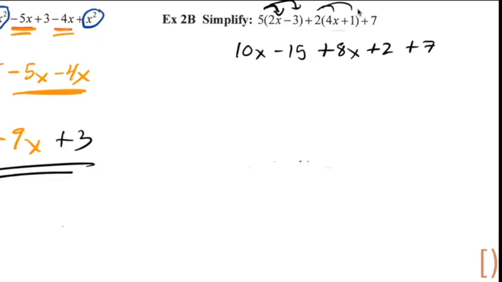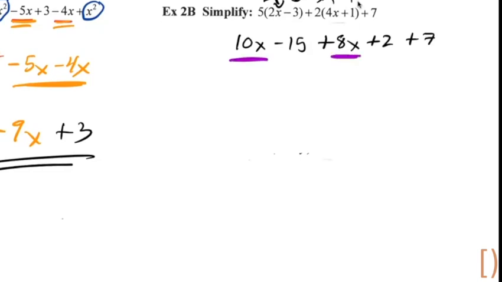And just like before, we're going to add up like terms. So I could add the x's with the other x. And I could add all the constant terms together. So we'll go faster now. 10 plus 8 is 18x. Let's write all these out here: -15 plus 2 plus 7.